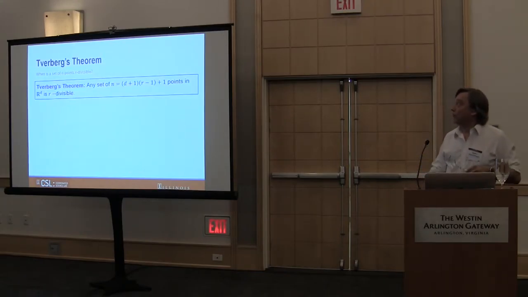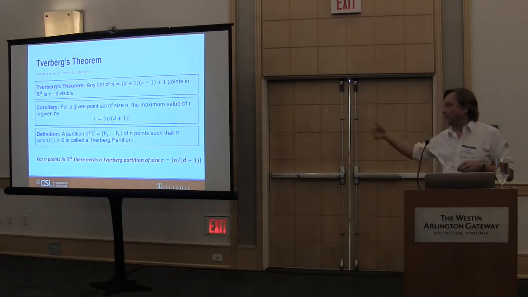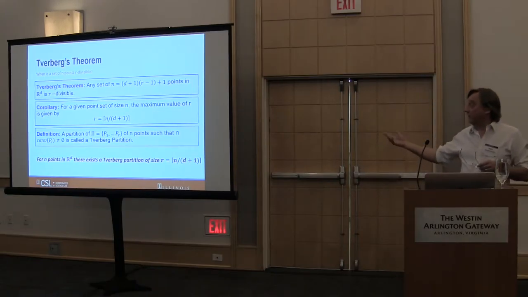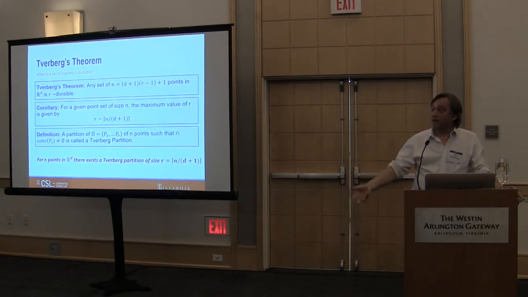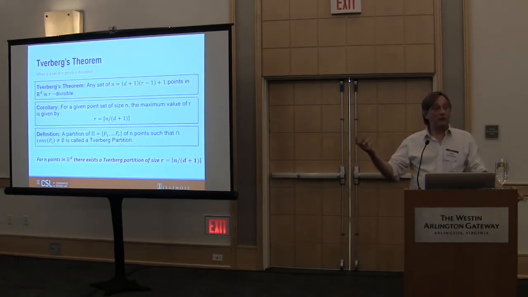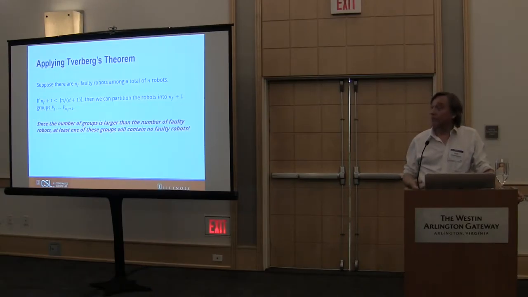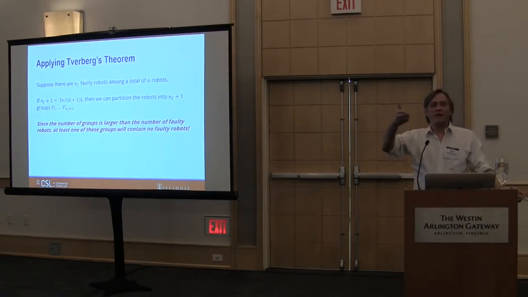A guy called Tverberg proved this theorem that says when you can do it. You can solve for the number r in terms of n instead of n in terms of r. And this is the idea. If you have enough points, you can take your set of robots and divide them up into r sets such that the intersection of the convex hulls of those sets is not empty, and it's sure to be inside the interior of the convex hull of the whole set of nodes.